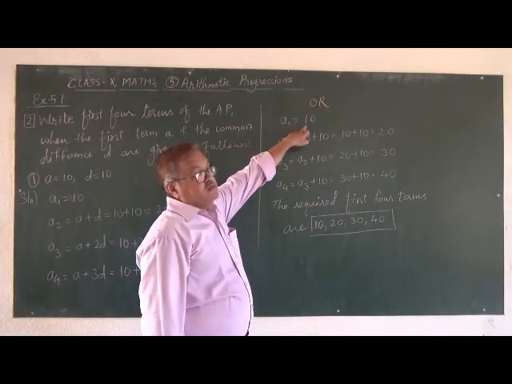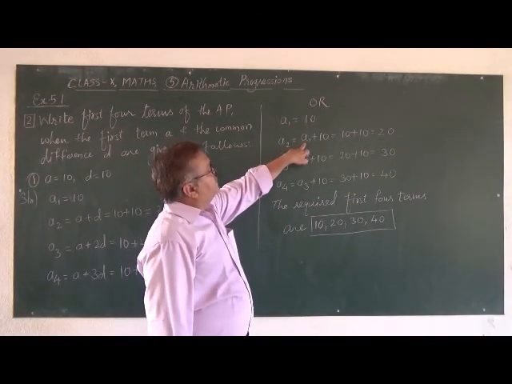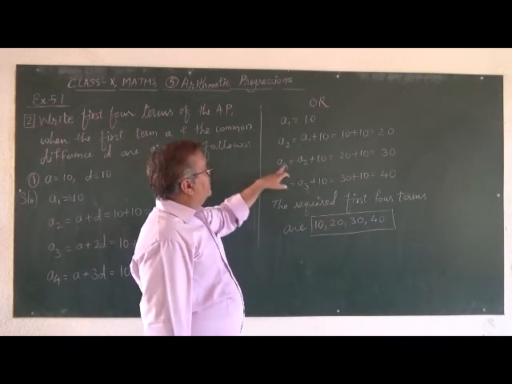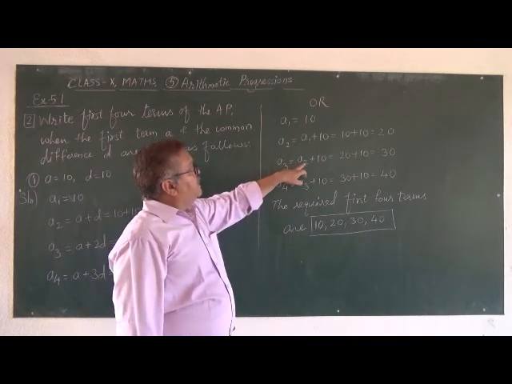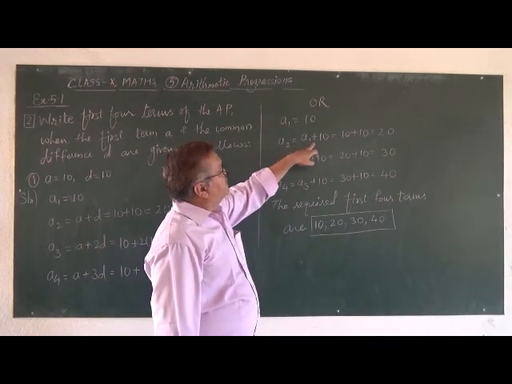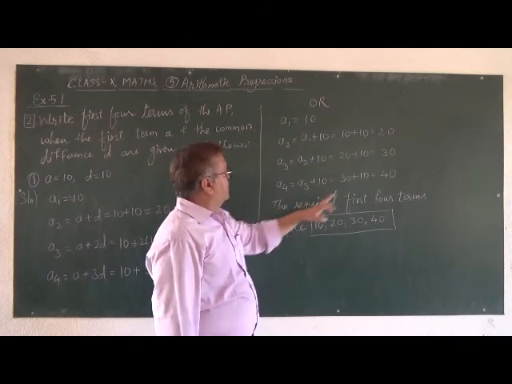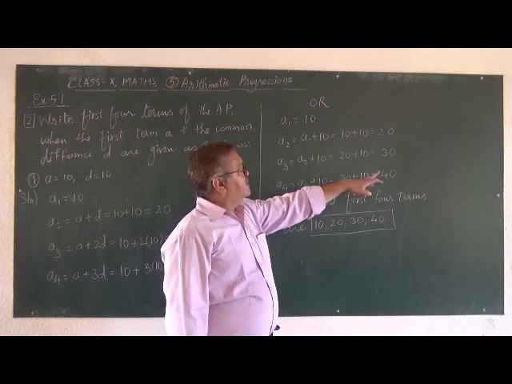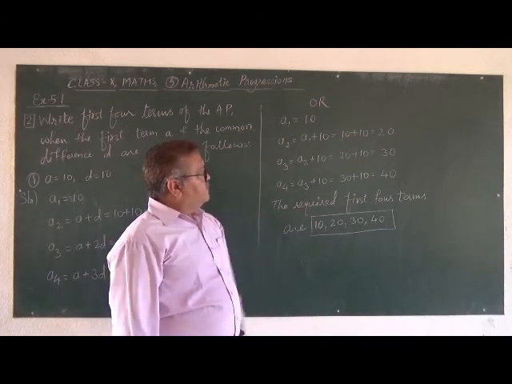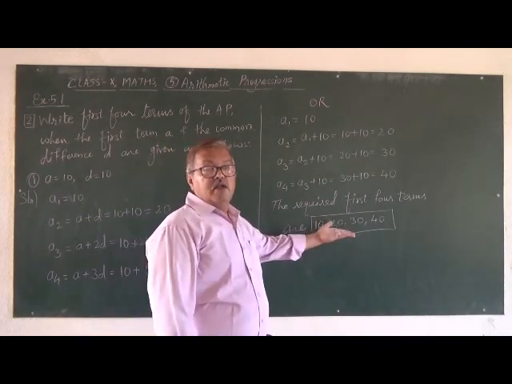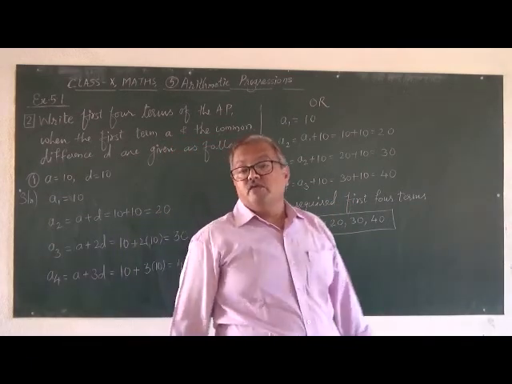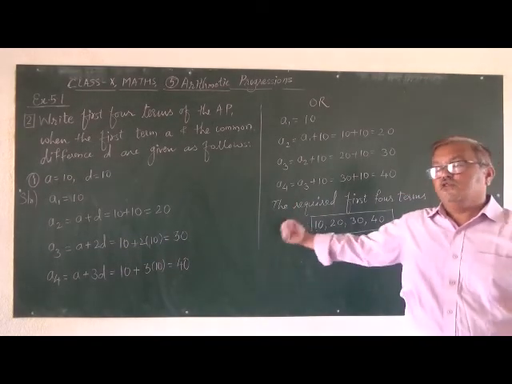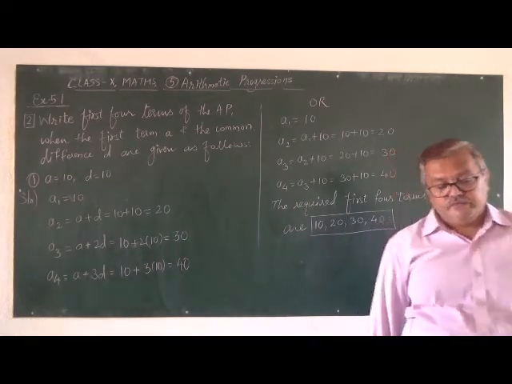A1 is 10, the first term is 10. A2 is first term plus common difference, so 10 plus 10, 20. Third term A3 is A2 plus 10. What is A2? The second term is 20. 20 plus 10, 30. Fourth term is A3 plus 10. What is A3? 30. 30 plus 10, 40. So the required first four terms are 10, 20, 30 and 40. So these are the two methods. You can adopt any one of the methods which you like.